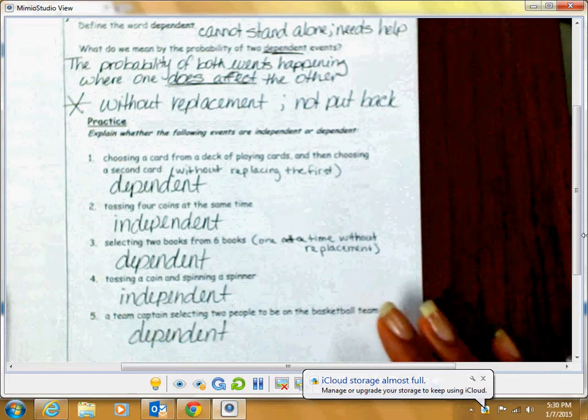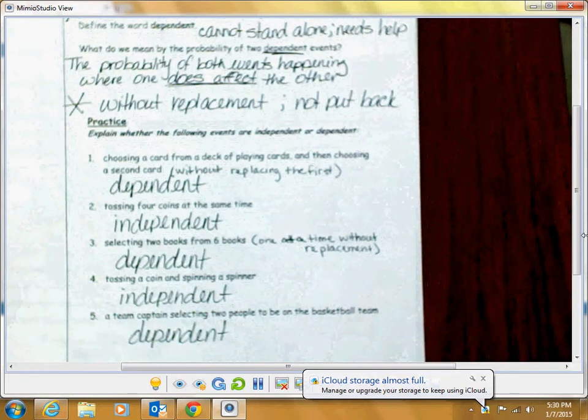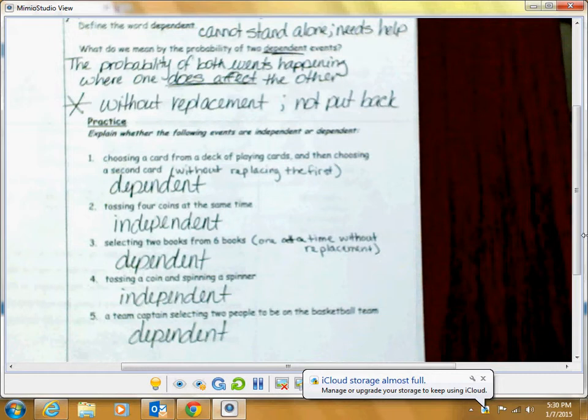Choosing a card from a deck of playing cards and then choosing a second card would be dependent because you're going to choose that first card. It doesn't tell you you're putting it back in the deck. So when you choose the second card, you have fewer cards to choose from. So that first one affected the second one.